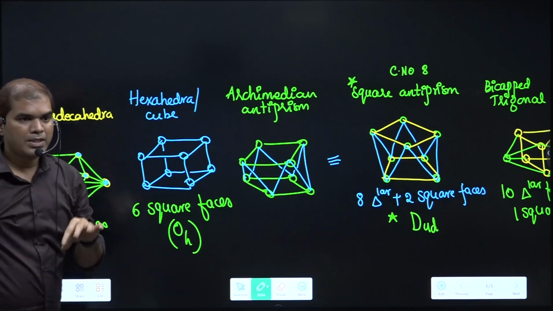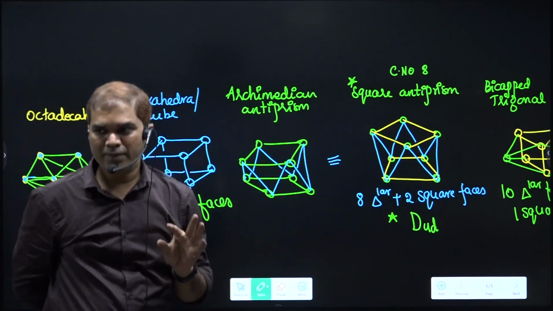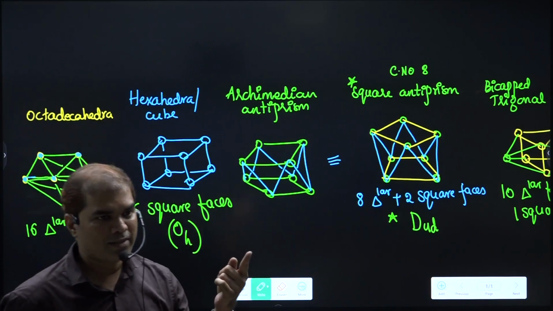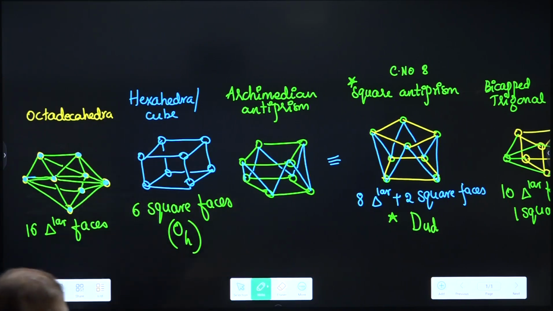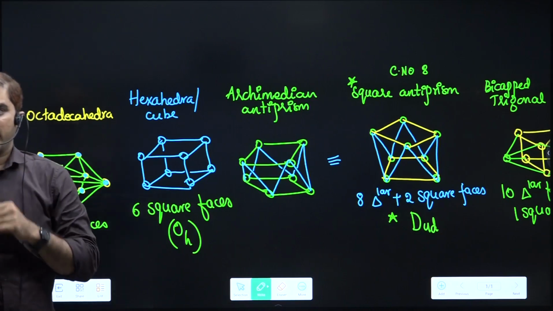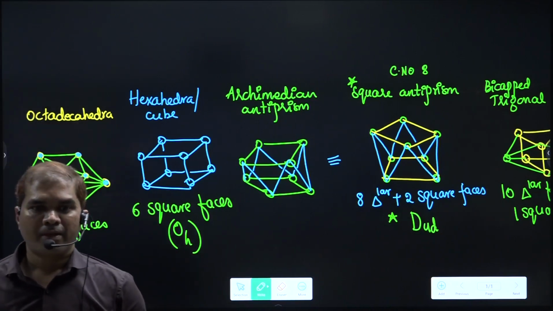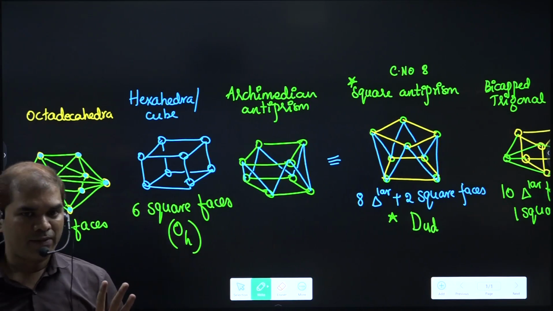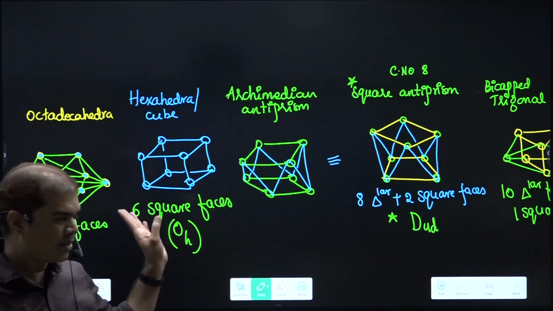It will be having 16 triangular faces. The name itself says octa-decahedra. Octa-dec. Sorry, 18. Not 16, 18. Octa-decahedra. 18 triangular faces. Can anyone tell me the point group of it? I gave you a hint. Okay. Just try to imagine, later you can draw.